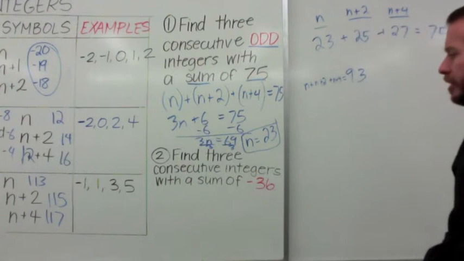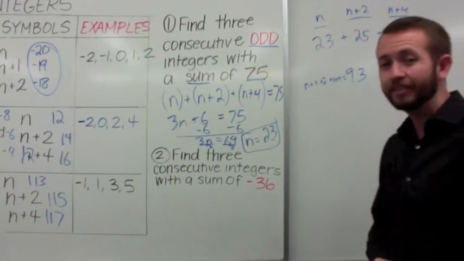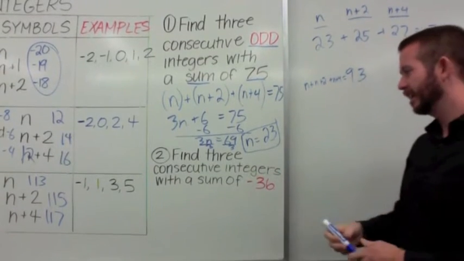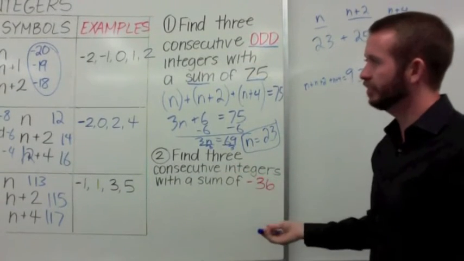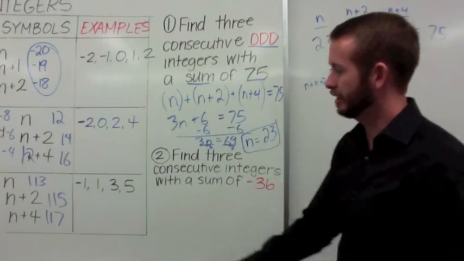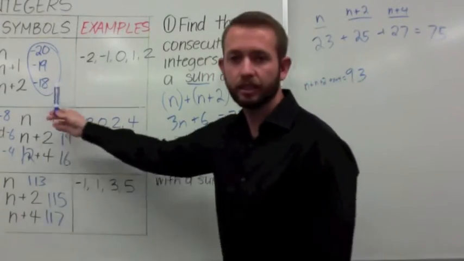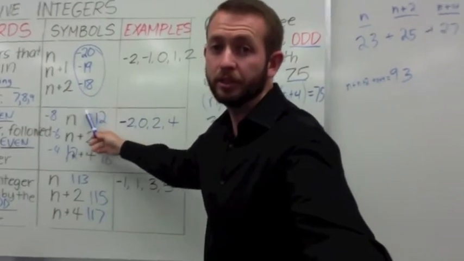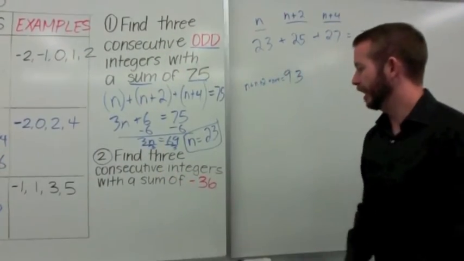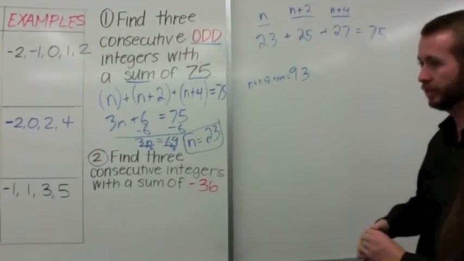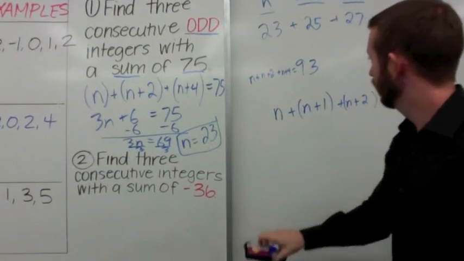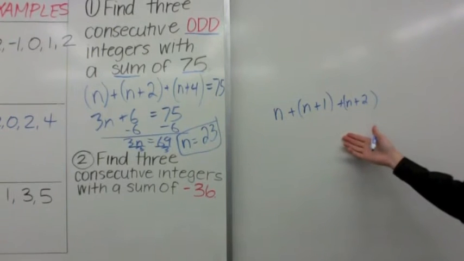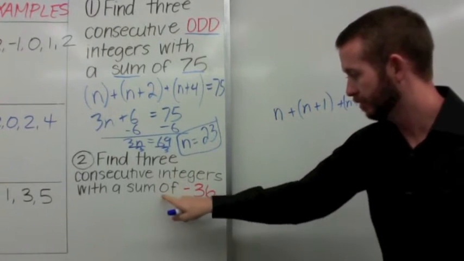Next one, find 3 consecutive integers with a sum of negative 36. Okay, so this is just consecutive integers. In this case, I'm not using n plus 2, n plus 4. I'm just using n, n plus 1, and n plus 2. And what do they have to add up to? A sum of negative 36.